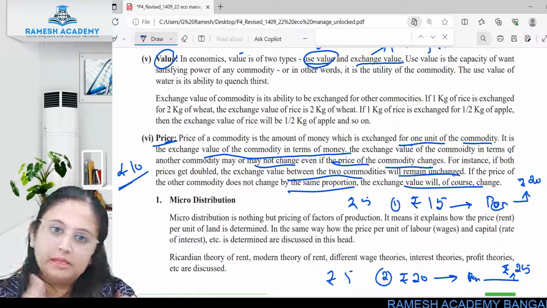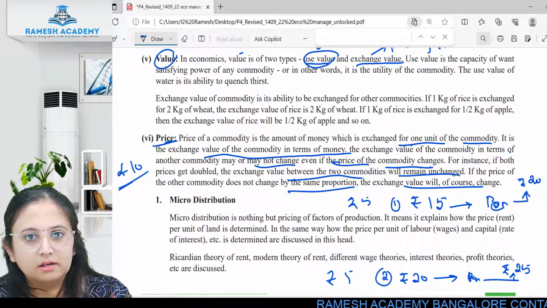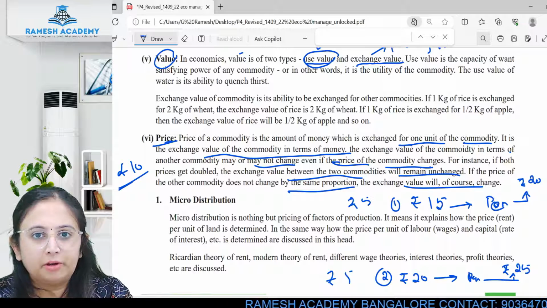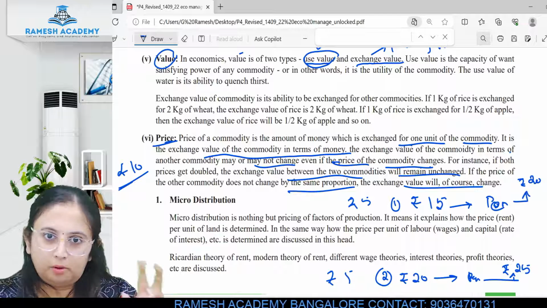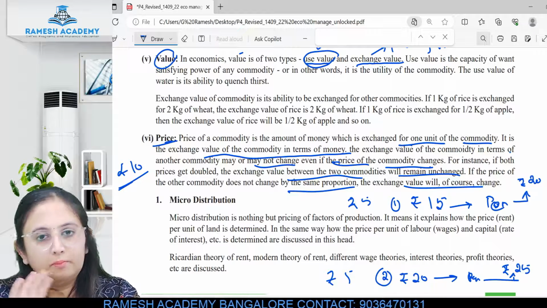You are buying at an increased price and you are selling at a higher price. You are selling at a higher value, buying at a higher value. So exchange value will not differ. Correct? See, you have bought it for 15 rupees. You sold it for 20 rupees. Fine, you are earning 5 rupees profit.